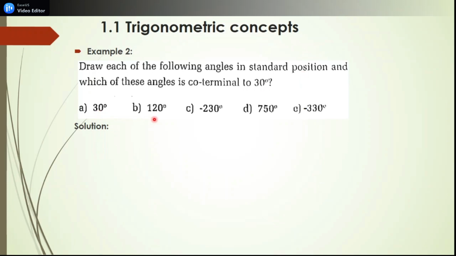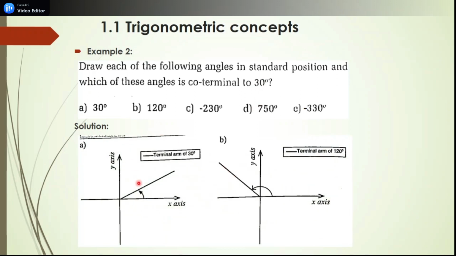We have 30 degrees, 120 degrees, negative 230 degrees, 750 degrees and negative 330 degrees. We have to present all of those angles and then show which are coterminal with 30 degrees. The 30 degrees is represented here. It is located in the first quadrant. This is the first quadrant, this is the second quadrant, this is the third quadrant and the fourth quadrant.